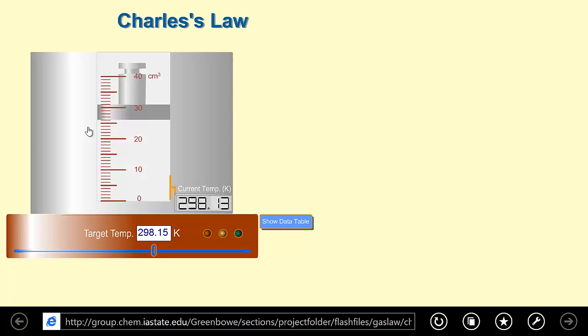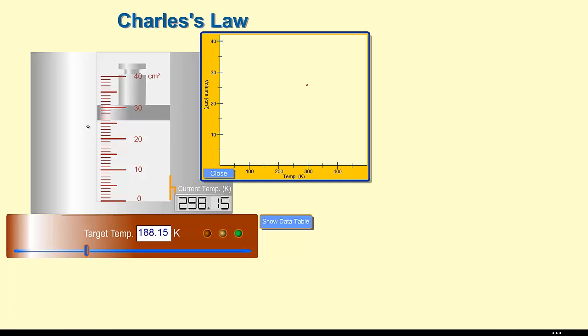So what I'm going to do is set this to cool down, and we can watch what happens here on the graph. On the graph, you can see that as the temperature decreases, the volume also decreases. So these are in direct proportion because they're both changing in the same direction. And we can also say that this is a linear relationship because, as you see, it makes a straight line. So here we've got a linear and a proportional relationship for Charles's law.